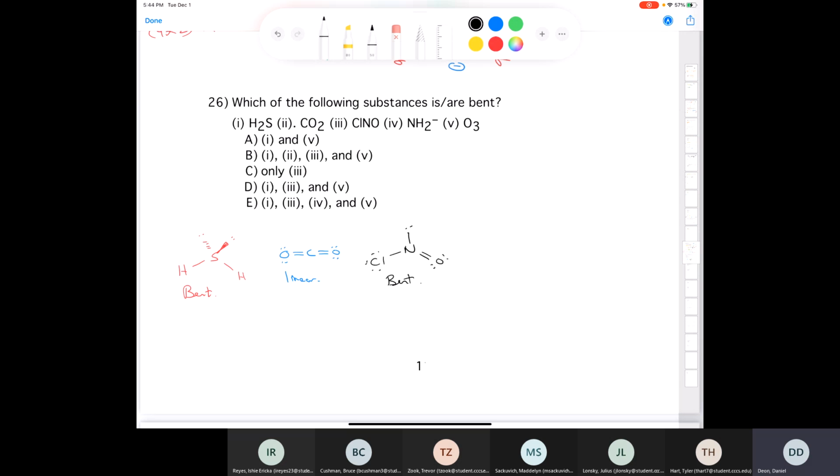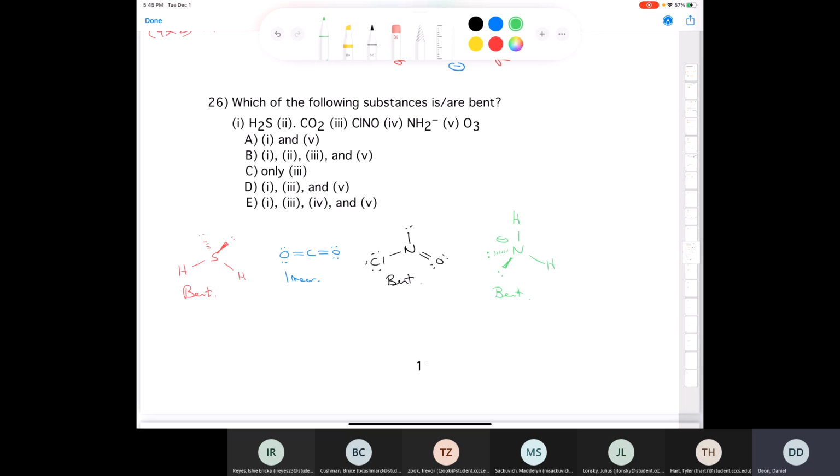What else do we have? This is called the amide ion, NH2 minus. That nitrogen is going to have 2 hydrogen atoms. It's got a negative charge, so it's going to have 1 lone pair in the back and another lone pair coming out in the front. The electron geometry is tetrahedral, but the molecular geometry is going to be bent.